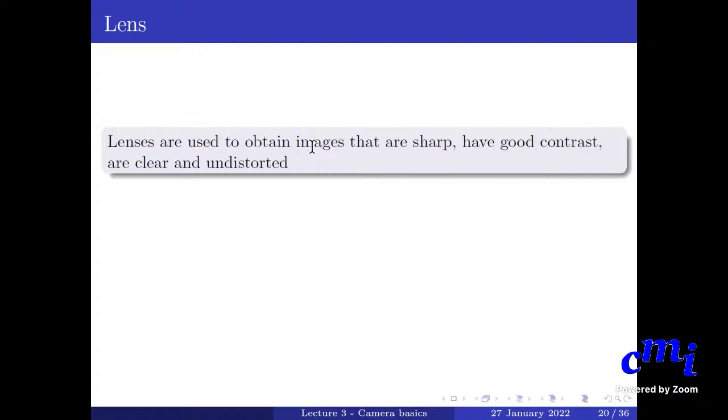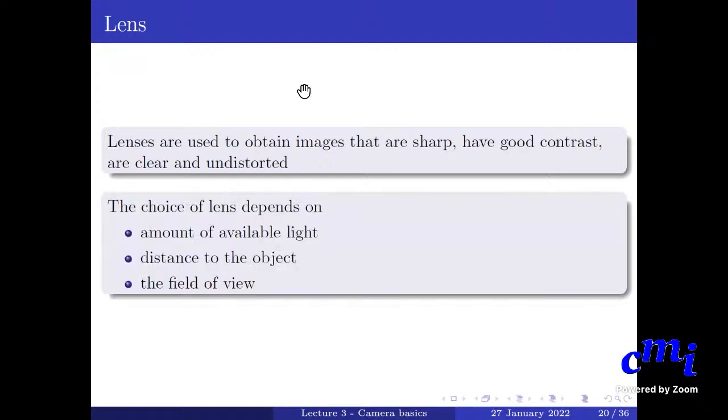Okay. So lenses, these are used to obtain images which are sharp, like we saw yesterday. They have to have good contrast, clear and undistorted. That is the objective of using lenses. They will have good contrast if they can collect more light. That's what a lens does. The choice of lens always depends on the amount of available light, distance to the object, and the field of view. These things, of course, cost also. Lenses are expensive, so it also depends on cost. But if you have a lot of money, then you will probably be worrying only about these three things.